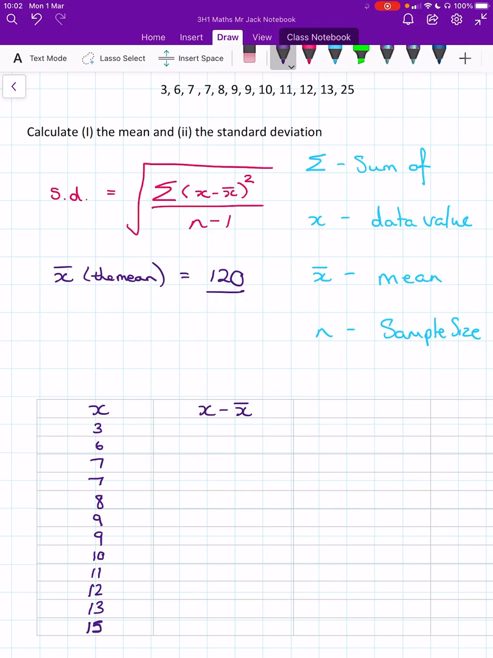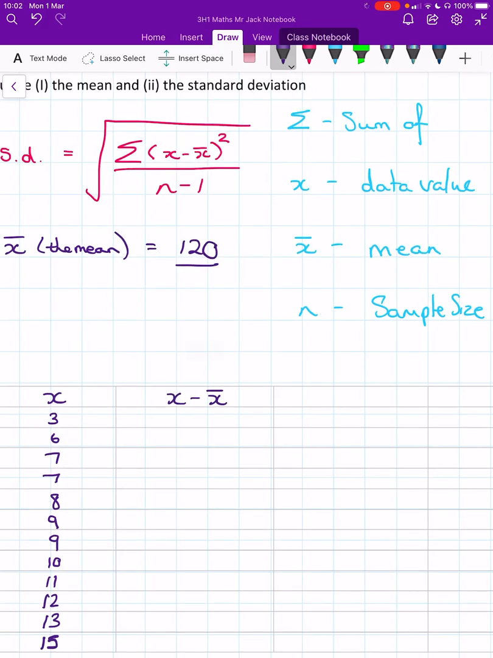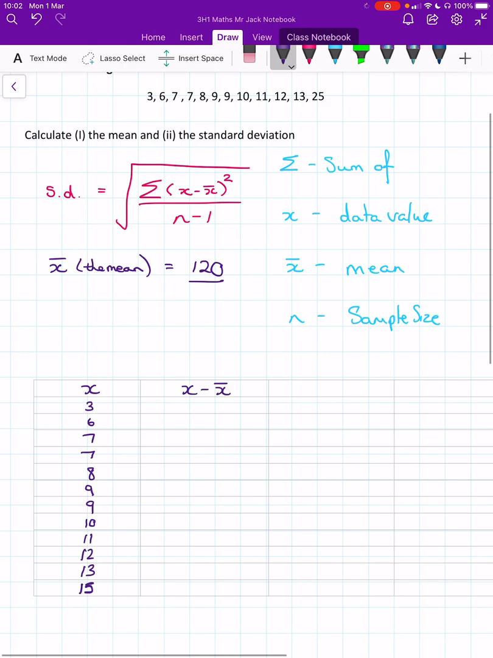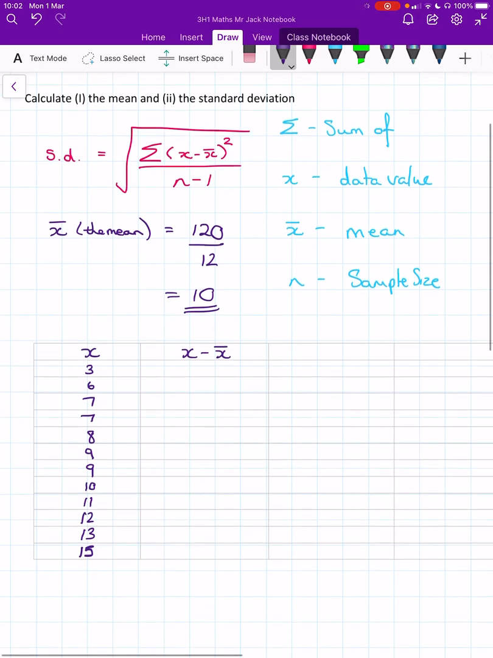And there's also how many bits of data there? 1, 2, 3, 4, 5, 6, 7, 8, 9, 10, 11, 12. Excuse me. 12 bits of data there. So 120 divided by 12 is 10. All right. So I'm saying that my mean is 10.